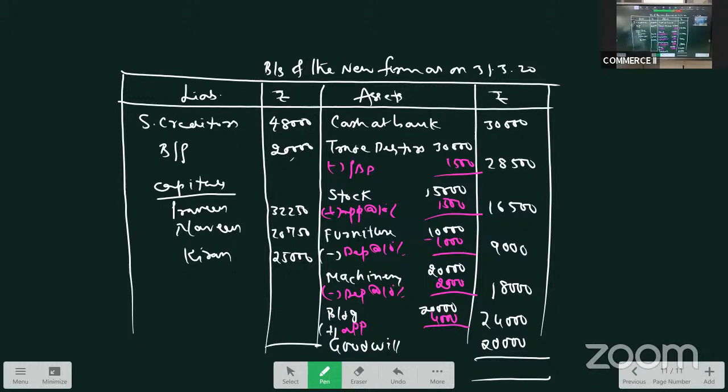Assets total 1,46,000. Here on the liabilities side 48,000, 20,000, 68,000, 70,000, 1 lakh, 120,000, 145,000, 1,46,000. Yeah. This is how we are done.